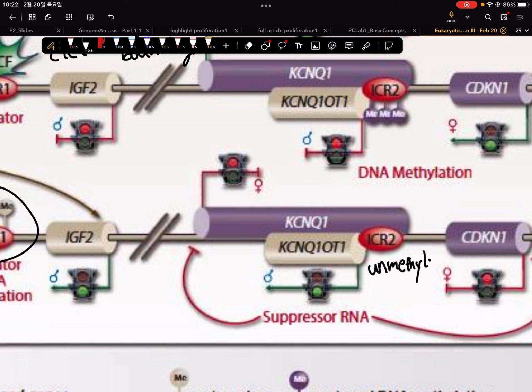These enhancer elements are now closely connected to IGF2 because CTCF does not make a boundary. So the enhancer elements can activate IGF2 and no longer activate H19. Through the chromatin loops they are more closely connected, so that IGF2 is now expressed. Because ICR2 here is unmethylated, you get expression of this antisense or suppressor RNA. This suppressor RNA blocks the expression of KCN and of CDKN1.